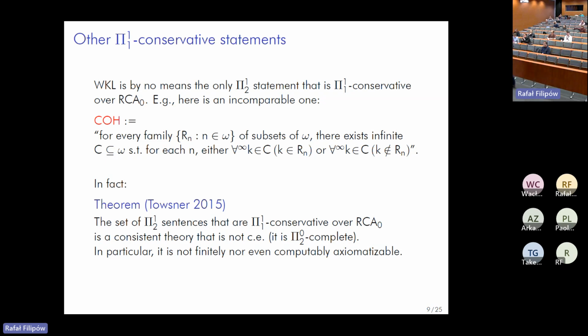And in computability theoretic terms, this set of sentences is Π^1_2 complete. So it's not recursively enumerable. So in particular, you cannot computably axiomatize it. And in particular, there's no strongest Π^1_2 principle that's Π^1_1 conservative. So there's just a great variety of these things, and there's lots of stuff that you can add that adds something new but tells you nothing new about numbers.